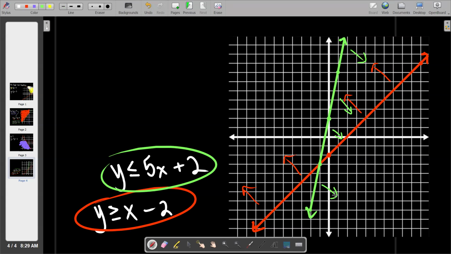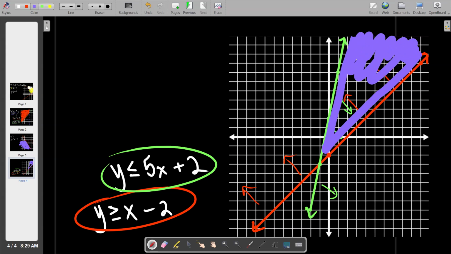Can you see where the shadings coalesce? It's pretty obvious, right? This region right here that I'm kind of wedging in purple, this is where both inequalities are happy. I've got to stay below Mr. Green while also staying above Mr. Red, and that's what it looks like.